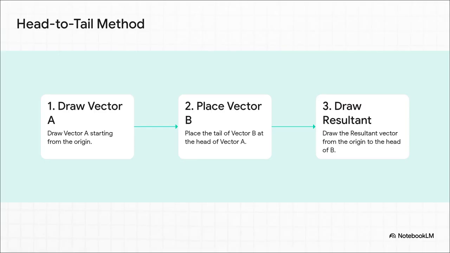Okay, so this is how it works. It's really a simple 3-step process. First, you draw your first vector, vector A, starting from the center, the origin. Second, you take your next vector B and you place its starting point, its tail, right at the end point or the head of vector A. And finally, the answer, what we call the resultant vector, is just a new arrow you draw from the very beginning of A all the way to the very end of B. That's it. It shows you the total result of those 2 movements combined.